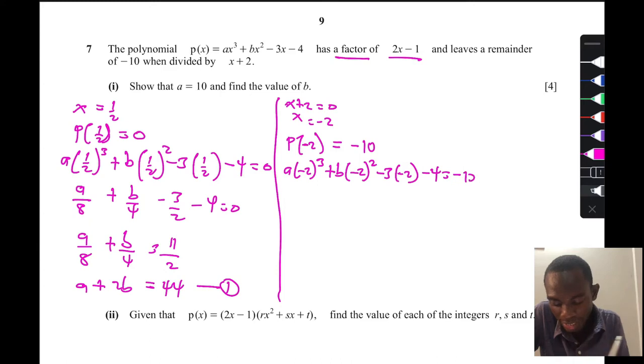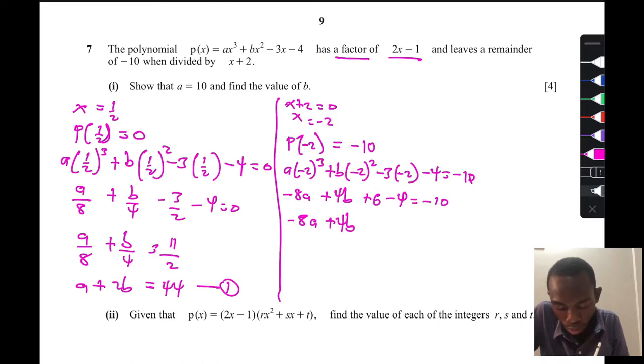Everything equals negative 10. All right, so that should give us negative 8a plus 4b plus 6 minus 4 equals negative 10. So we have negative 8a plus 4b. That should be positive what? 2, so that equals negative 12. Okay, let's call that equation 2.